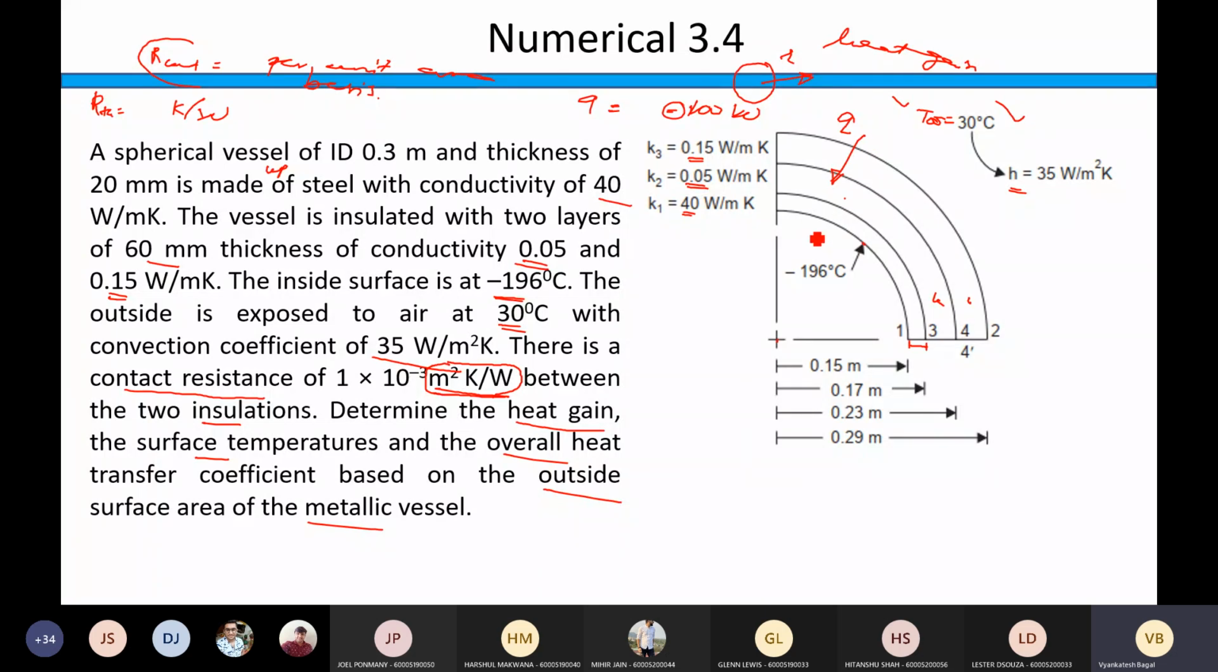That's the only difference. Otherwise, you keep your convention as it is, that is, R is positive in the outward direction. So you keep that sign convention as it is. Fine.